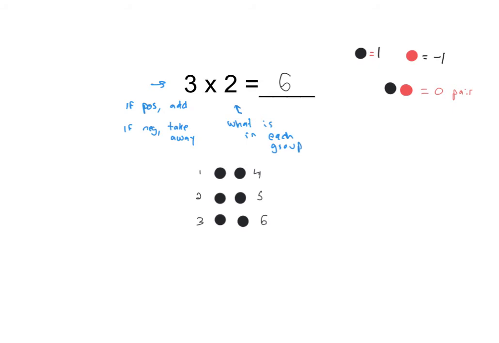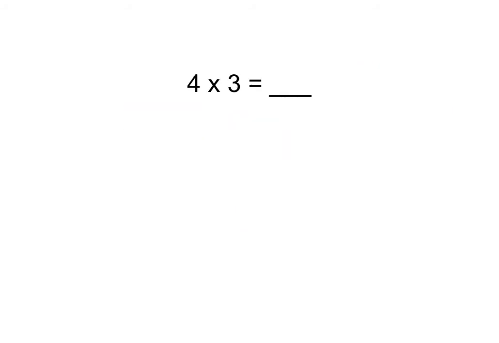All right, let's take a look at another problem. So this one, we are adding, because this first term is a positive, so we're going to add 4 groups of 3. So that's how I would read that sentence. Add 4 groups of 3. 4 groups of positive 3.